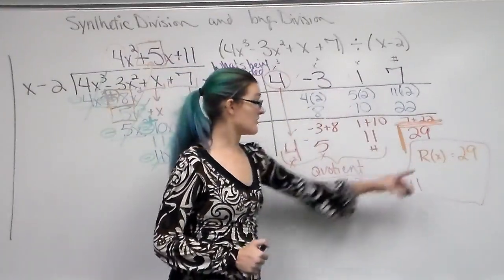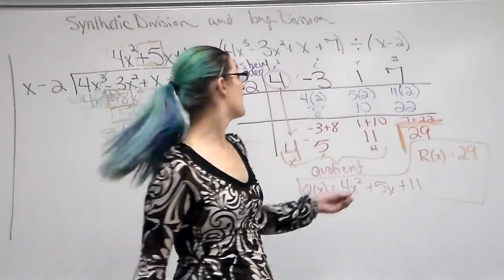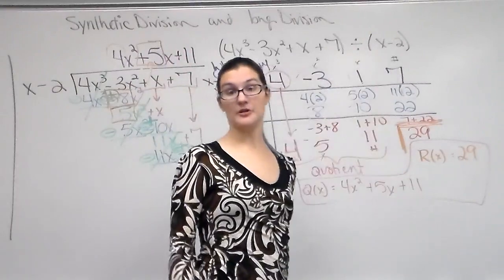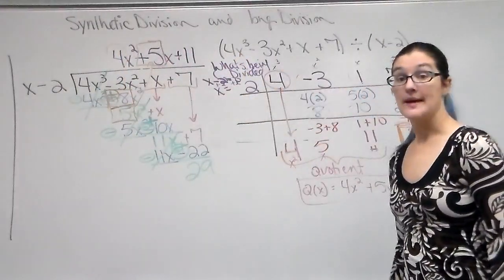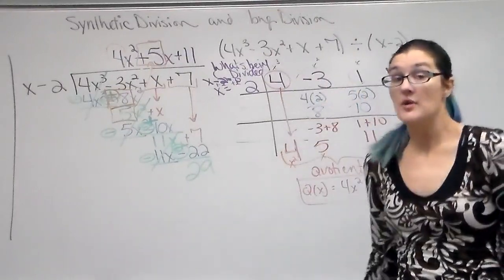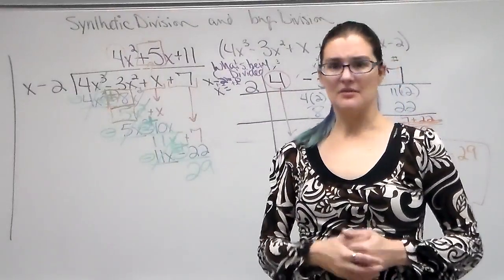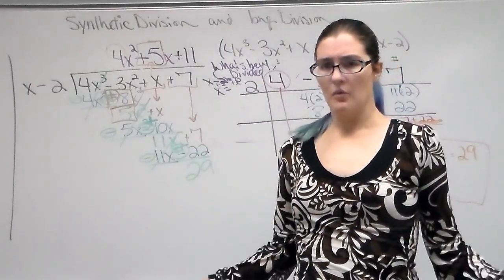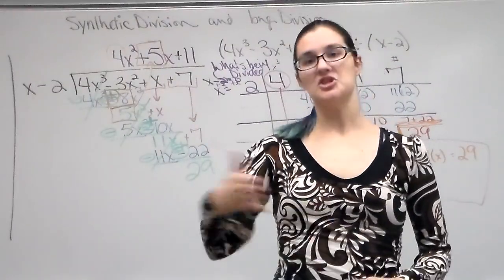Because it doesn't go evenly. If R of x was 0, that would tell you that it went through evenly, and this would actually end up being a factor. Okay, so long division and synthetic. The better you get at synthetic, the less writing of the steps you need to do. But if you've always struggled in math, then we need to start writing out all the steps. Because if we always do what we've always done, we'll always get what we've always gotten. So if you don't want to get what you've always gotten, you need to change something different.